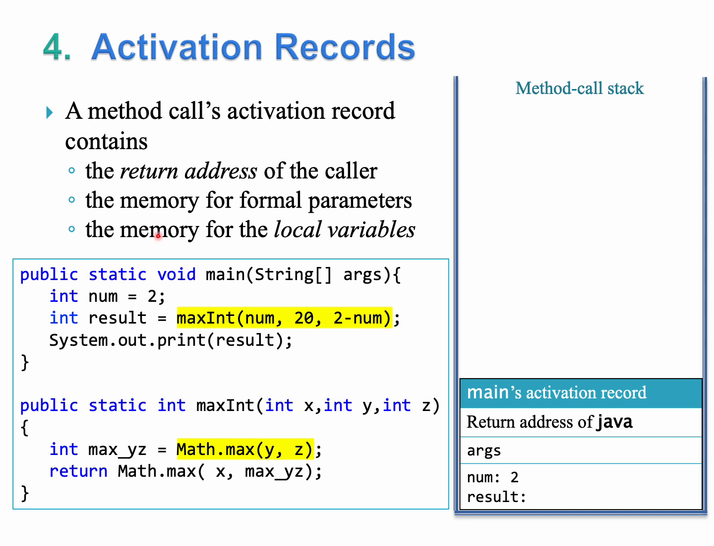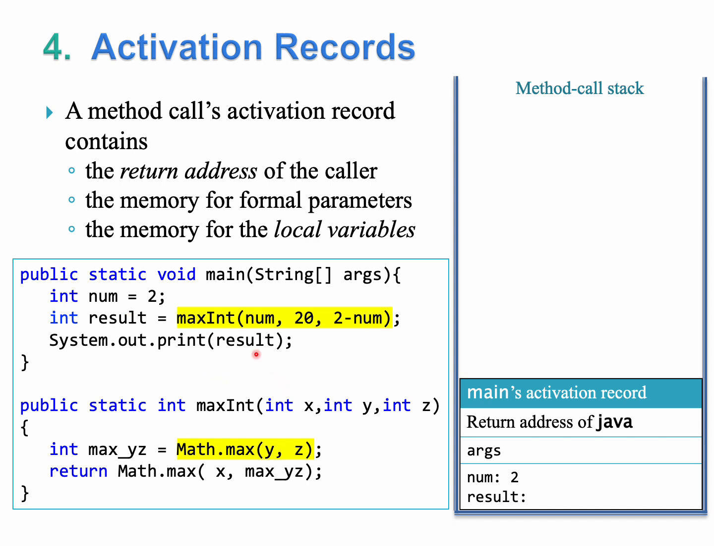So the return address is needed so that the called method knows how to return to its caller. So the activation record of method main contains the return address of the JDK's Java command because that's the caller of the main method. It also contains parameter args and the two local variables num and result.